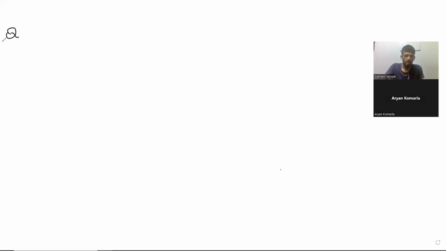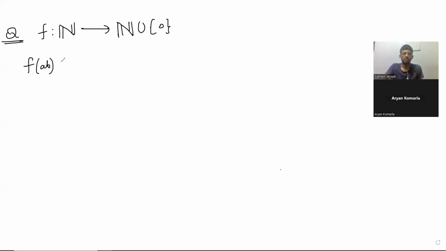So this is an arbitrary question. Arbitrary f, from N to W, the set of whole numbers, so N union 0. And f satisfies this: f of A times B is equal to f of A times f of B if GCD of A and B is 1.